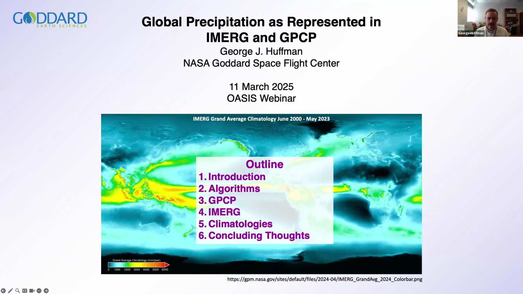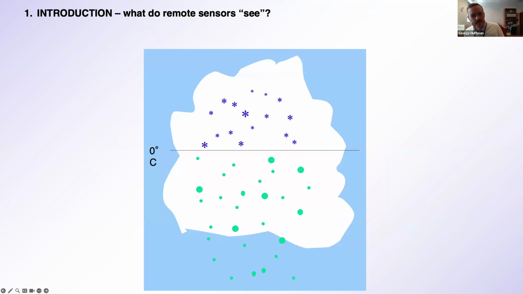I've now obscured part of one of the outputs of these, which is grand average climatology from IMERG. At the time that we did this, we didn't have the first 2 years, and since then we do. But it doesn't change that much after 20 years of data.